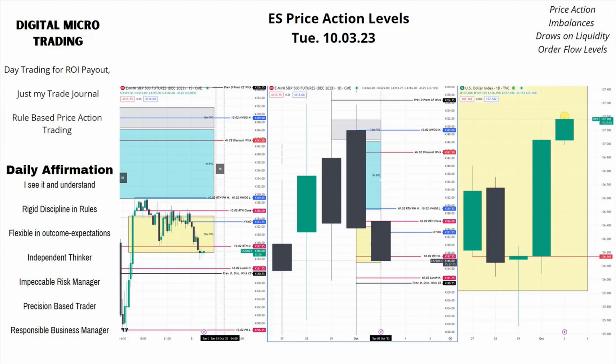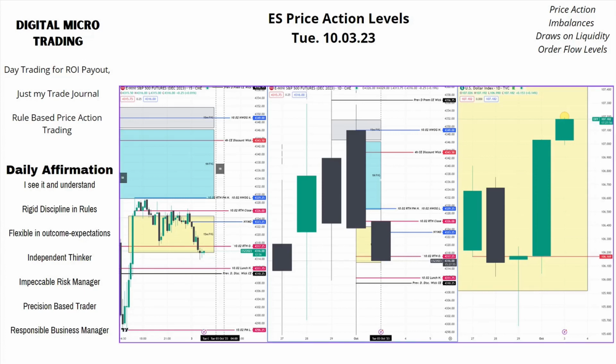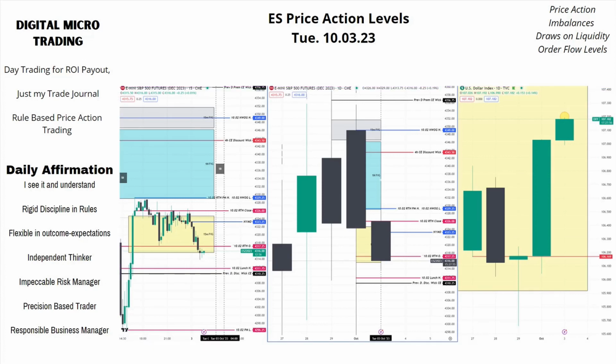And we have Tuesday, October 3rd, 2023, ES price action levels. The far right chart is the dollar, and this dollar still has legs. We're at 107 and change right now, but look at that Monday green candle on the far right chart. That pretty much nixed any idea of bulls getting a hold of the first of the month and creating a rally. Although we had a tiny baby rally at the end of Monday's session, we were notably down for most of the day.